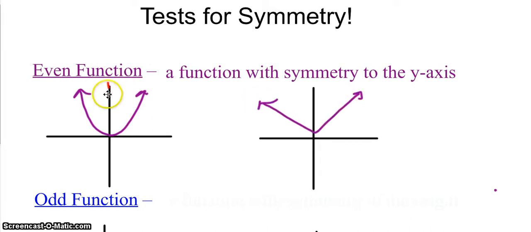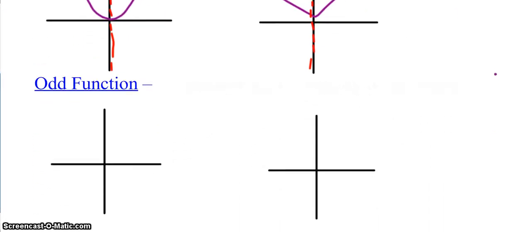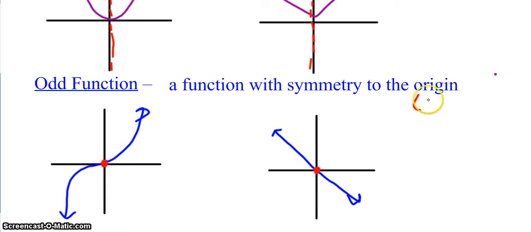If you use the y-axis as your symmetry, if you were to fold these functions in half, they would have symmetry with the y-axis. Those are even functions. Odd functions are going to have symmetry with respect to the origin. So two functions you've seen before that are odd are cubic and various linears. Their symmetry is all with respect to the origin, which of course is that point 0, 0.